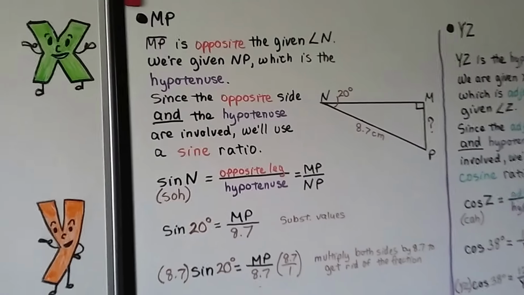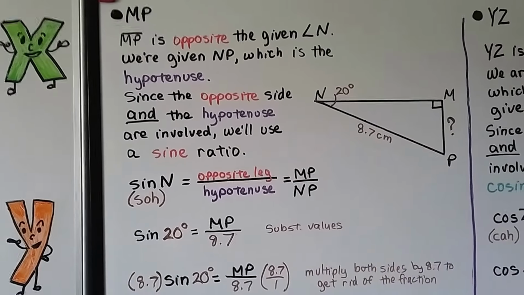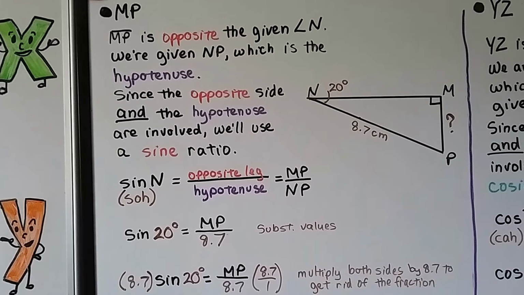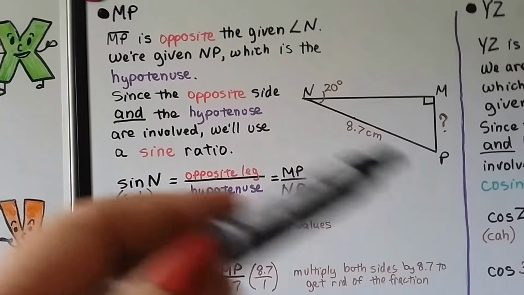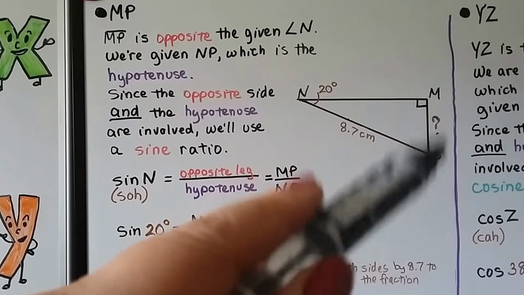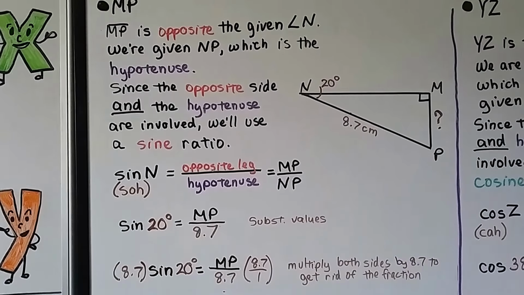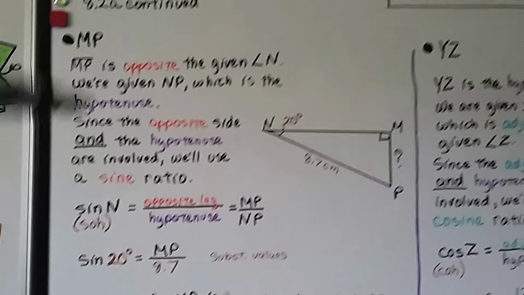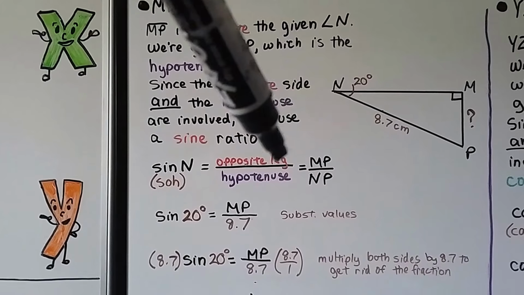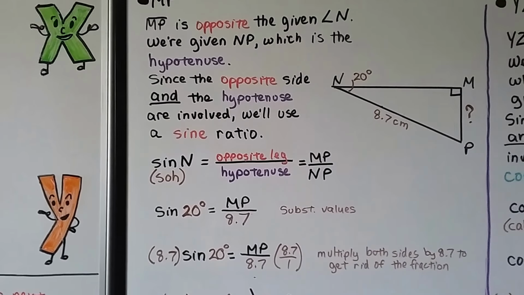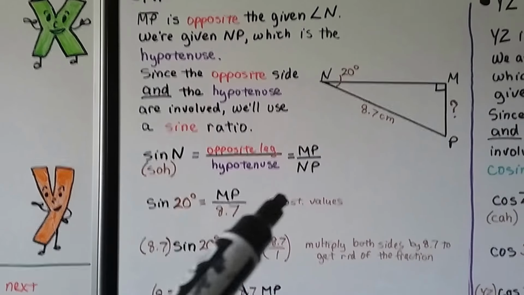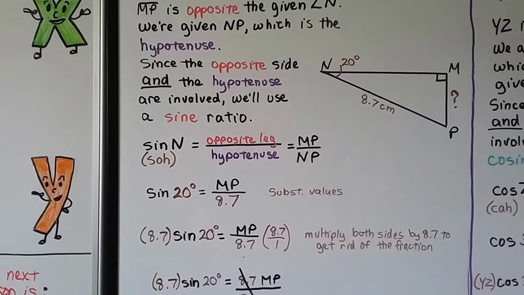Now we have MP. And segment MP is opposite the given angle N. It's telling us this is 20 degrees. We're given NP, 8.7 centimeters, which is the hypotenuse. And since the opposite side and the hypotenuse are involved, we'll use a sine ratio. Sine is O over H, opposite leg over hypotenuse, MP over NP. So the sine of 20 degrees is equal to MP over 8.7 when we substitute in the values.